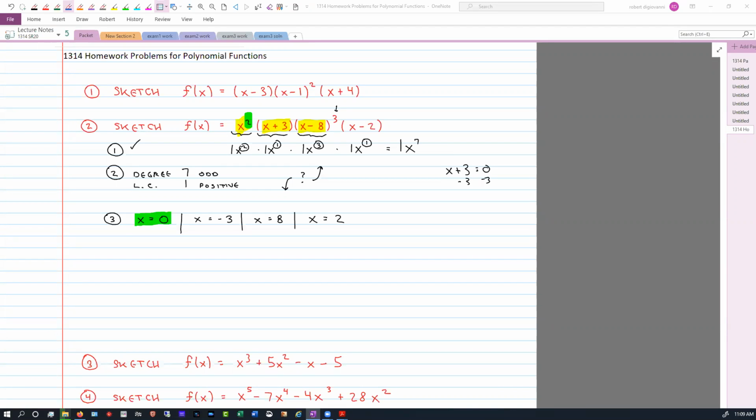So notice we have a power of 2 on the x.